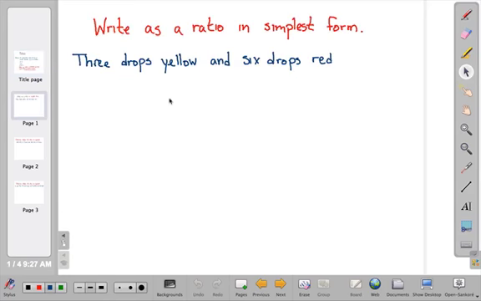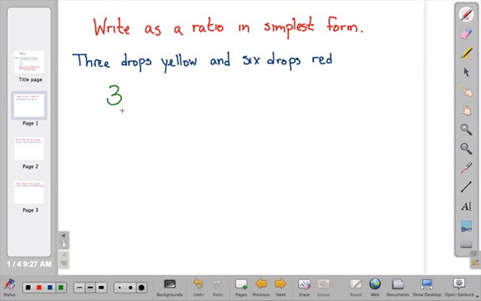Here's our first example. We're going to take this sentence down here in blue, and we're going to write it as a ratio, and we're going to make sure that it's in simplest form. So the first thing that we need to do is read it. 3 drops of yellow to 6 drops of red. So this must be for mixing paint. And in order to get the right shade of orange, we need 3 drops of yellow and 6 drops of red. So here I see the number 3.